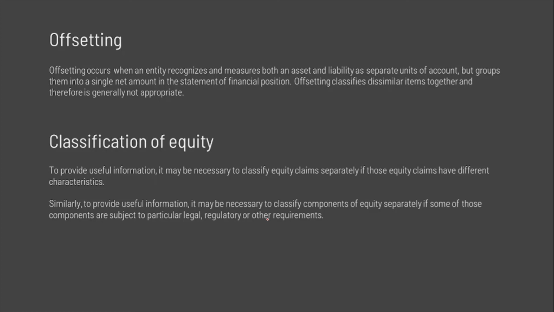For classification of equity, claims with different characteristics may be classified separately. For example, a corporation's equity may be classified into share capital, retained earnings, and other components. Similarly, equity components that are subject to legal or similar requirements may be classified separately. For example, your statutory reserves, appropriated retained earnings, and unrestricted retained earnings.